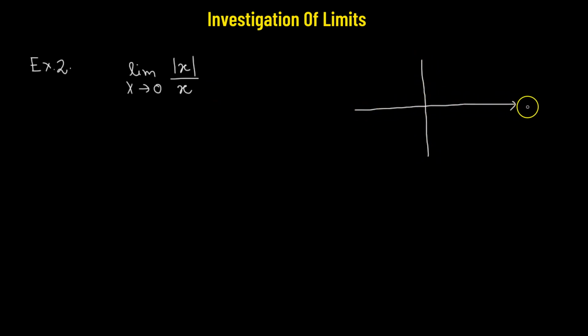So let us consider another function. We will try to find out the limiting value of this particular function about the origin, and the function is given by the absolute value of x divided by x. Again, we can use this MOS to obtain a graph of this particular function. However, this is a fairly simple function.